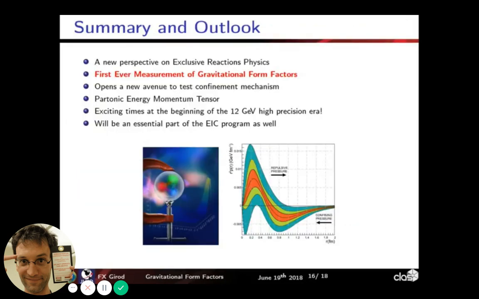Okay, so as a conclusion, we have presented a new perspective on exclusive reaction physics. This is the first ever measurement of a gravitational form factor, and it opens a new avenue to test the confinement mechanism, so it involves the partonic energy-momentum tensor. Those are quite exciting times at the beginning of the 12 GeV high precision era. Let me mention that this will also be an essential part of the EIC program. Thank you for your attention.